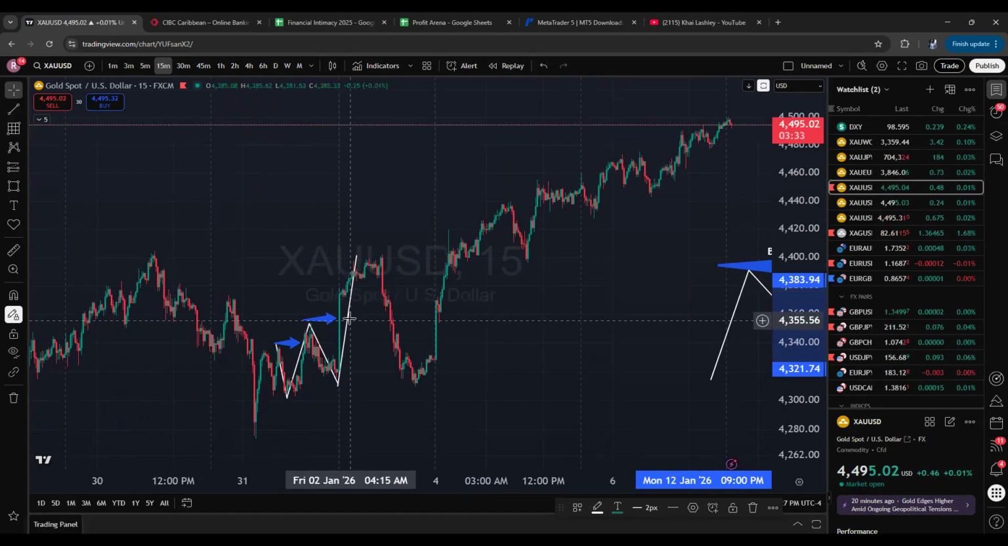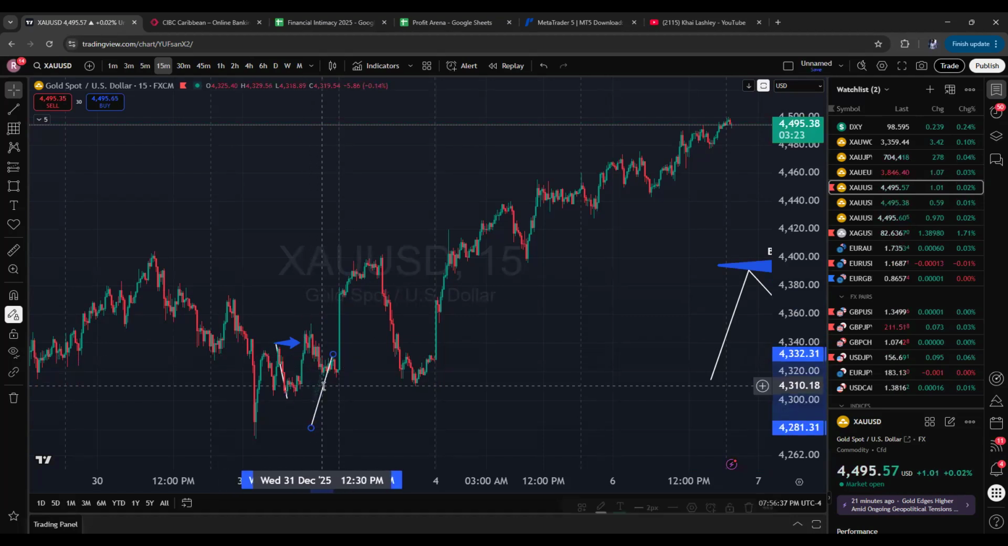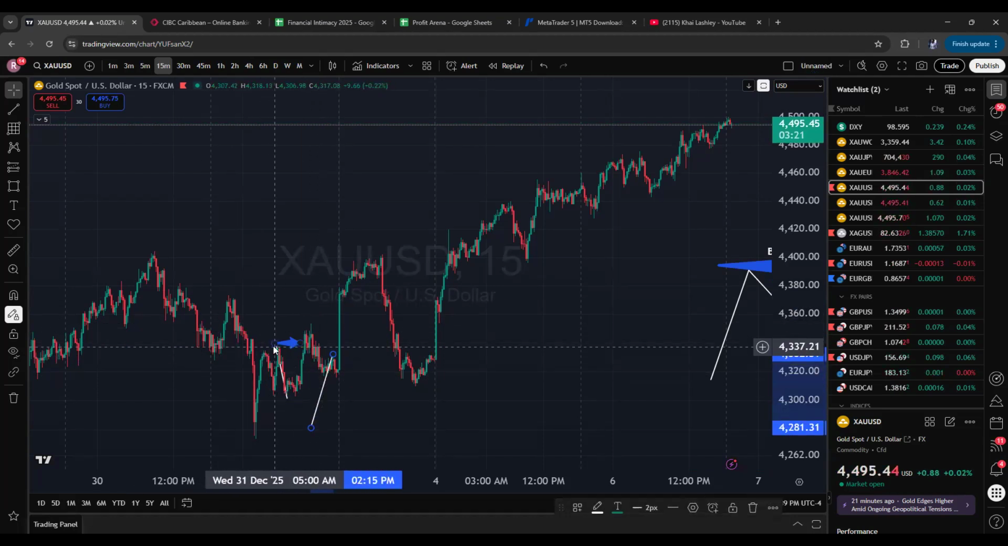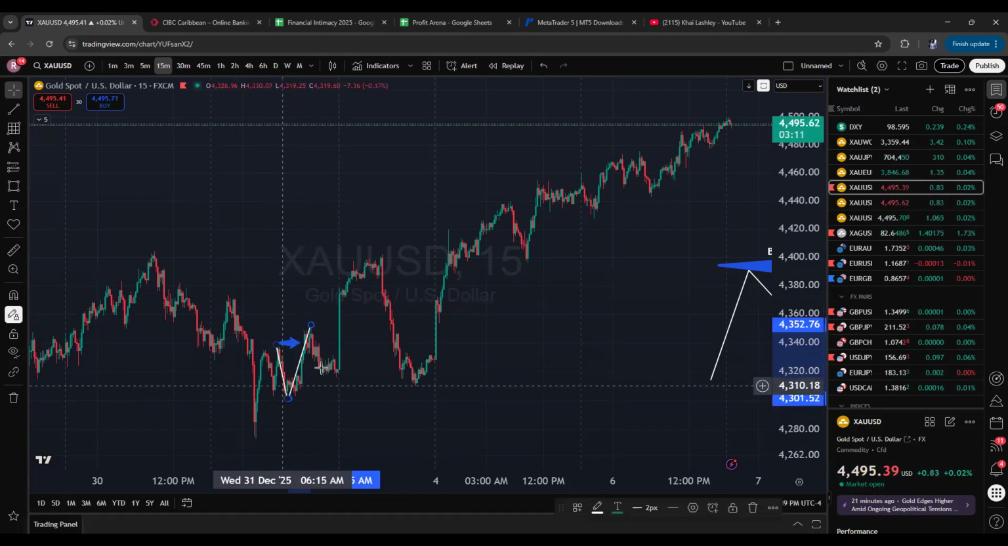Using this as an example, let's go to the first one. We had this as a high, right here. Then we had price push up and break this high. The momentum started here.